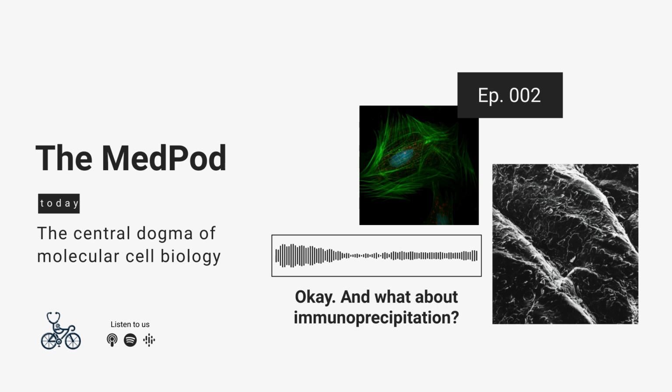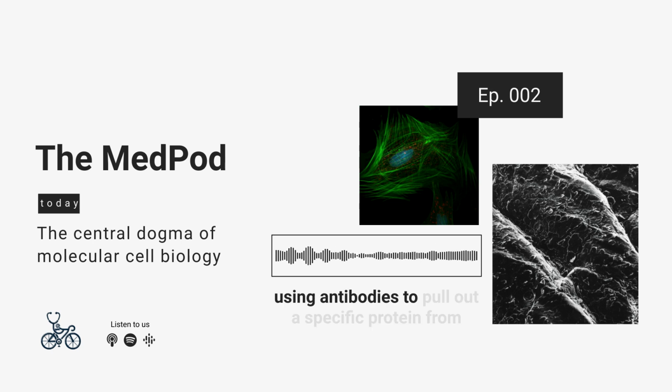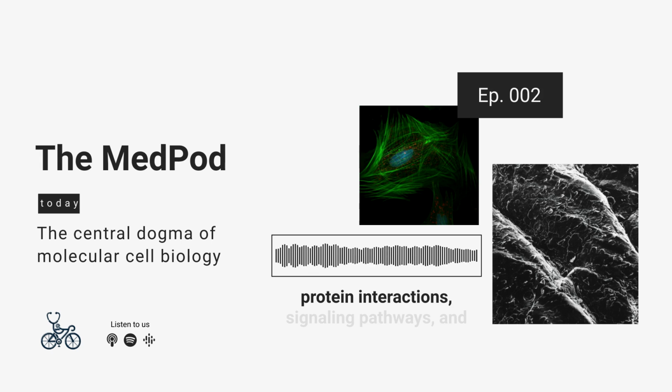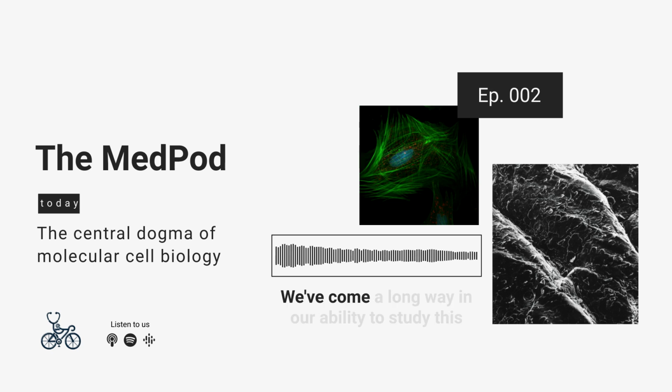And what about immunoprecipitation? So immunoprecipitation, it's like fishing. You're using antibodies to pull out a specific protein from a mixture. So you can really zero in on it. So with these tools, scientists can study protein interactions, signaling pathways, and even post-translational modifications. Exactly. Wow, we've come a long way in our ability to study this molecular world.